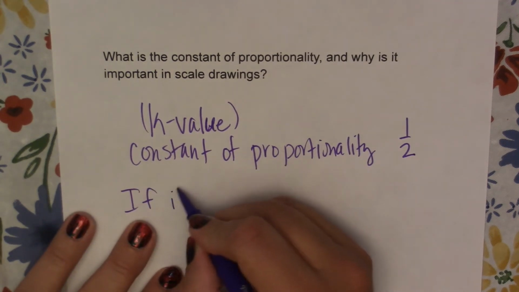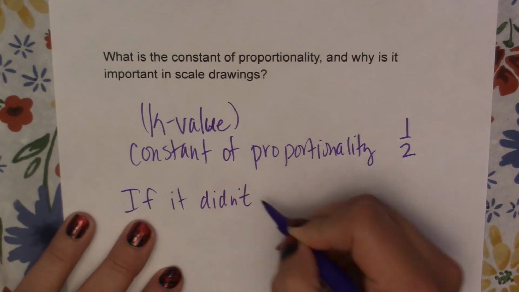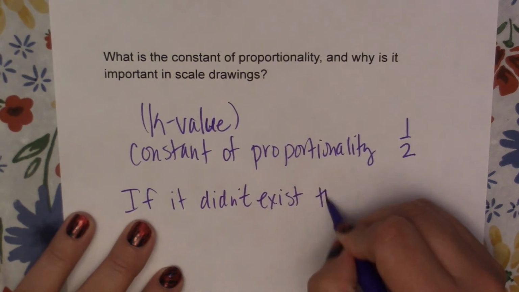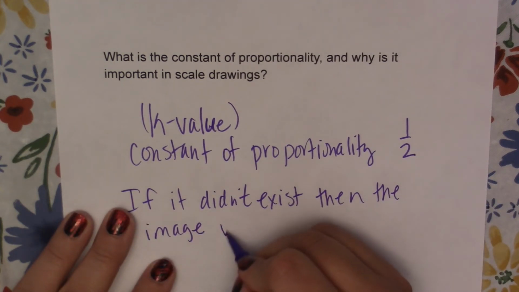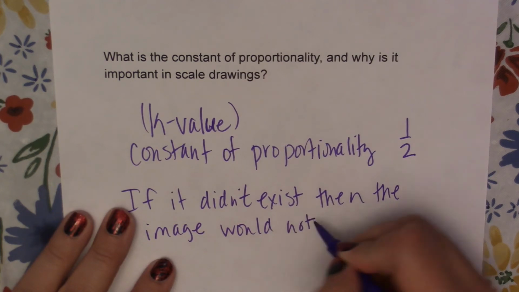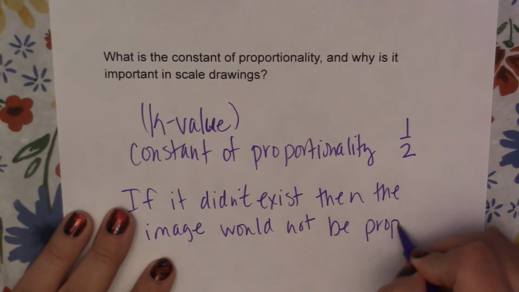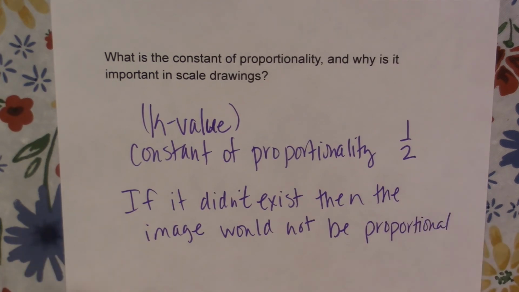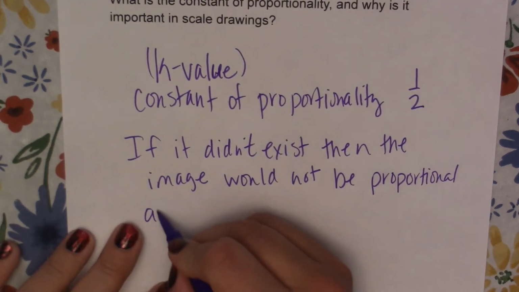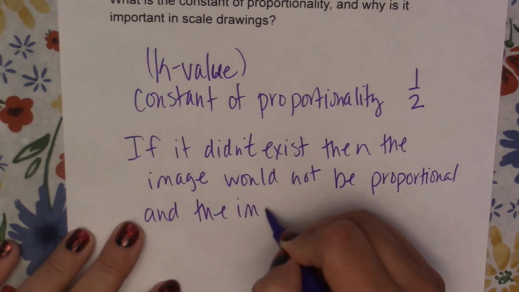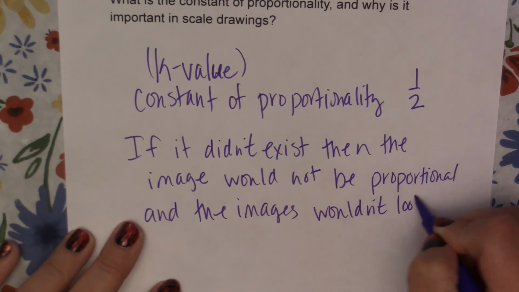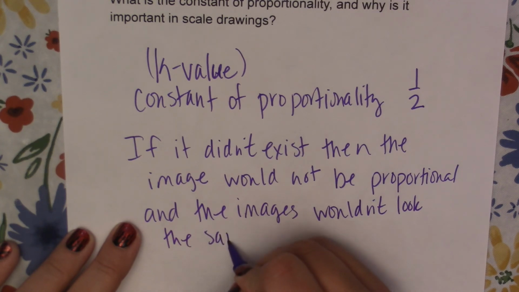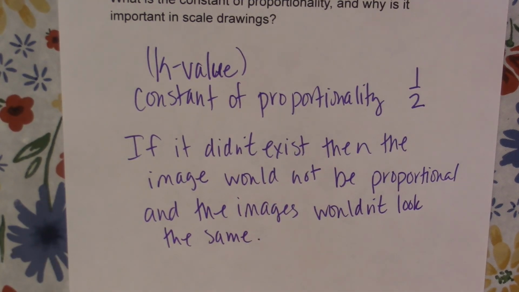So if it didn't exist, then the image would not be proportional. And the images wouldn't look the same. One would be longer and make it tall or short or something like that.